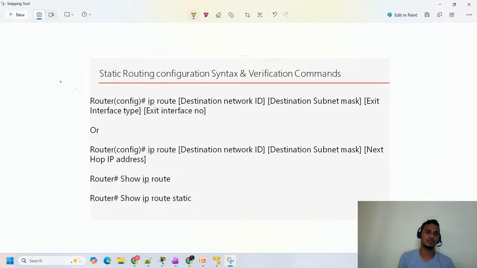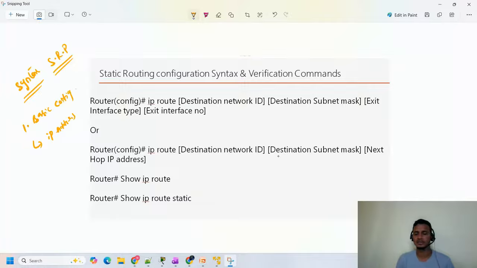So now we are going to understand the configuration syntax for the static routes, for the static routing protocol. To do static routing, guys, first we need to configure the basic configuration, which includes the IP address assignment on the respective interfaces.